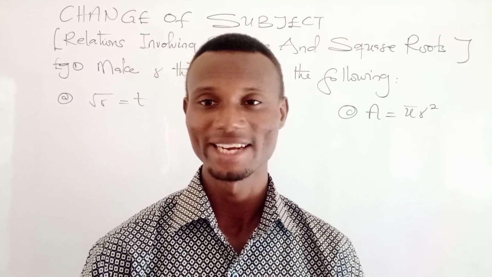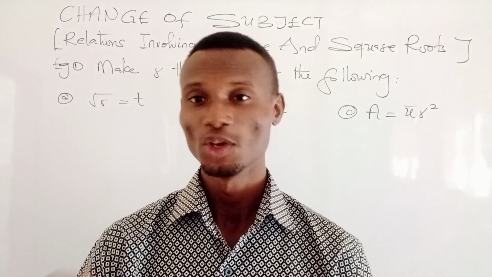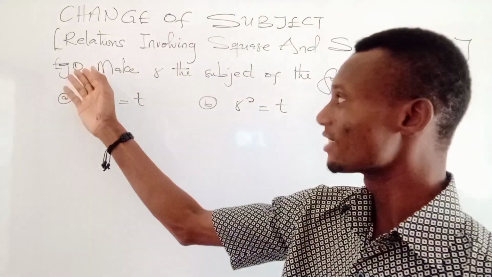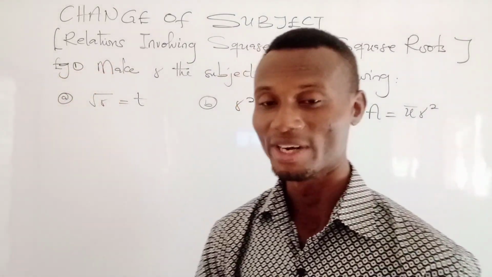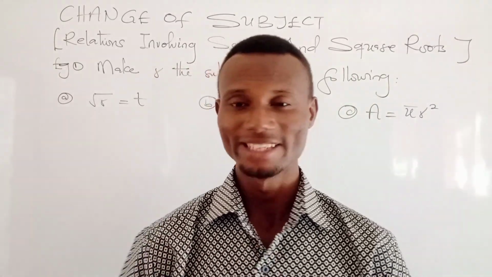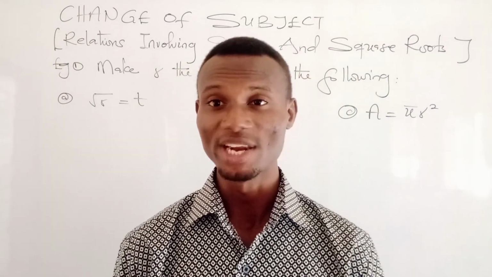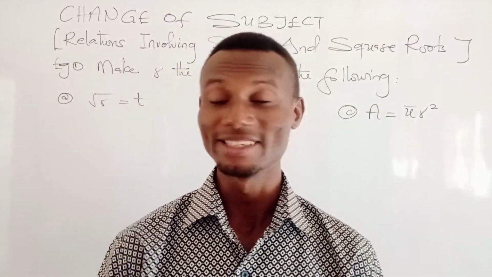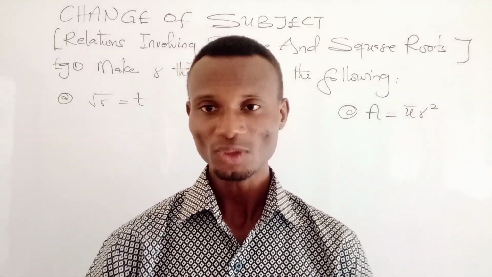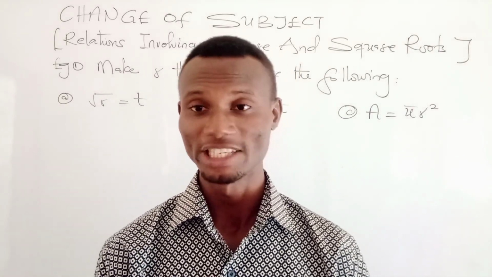So let's go ahead and handle today's lesson on relations involving square and square root under the change of subject. You can see from the board that I have example 1 that I want to solve with you. But before we handle the example, I want to do a quick explanation on what we mean when we talk about relations involving square and square root under the change of subject.